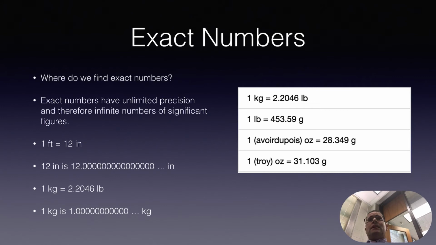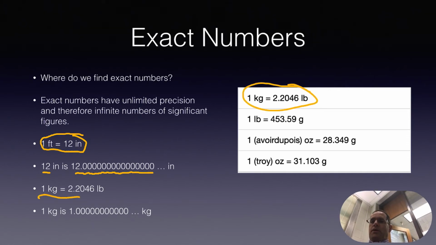Exact numbers are going to show up all the time in equivalencies or conversion factors, okay? Exact numbers have unlimited precision and therefore an infinite number of significant figures. So for example, if you look at this definition right here, 1 foot is equal to 12 inches, okay? The 12 is really 12.00000 forever inches, okay? It's infinitely precise. We're not going to determine later that it's 12.1 or 12.0001. It is defined to be 12, okay?